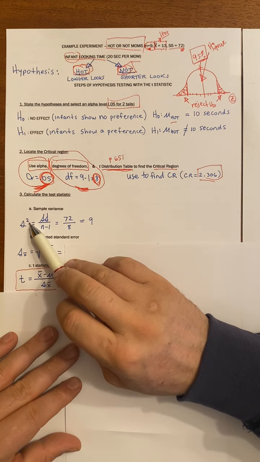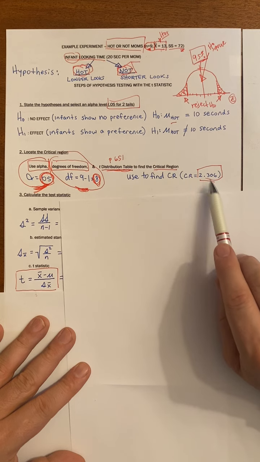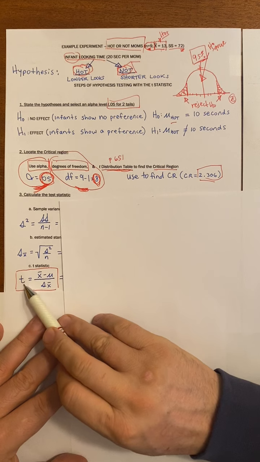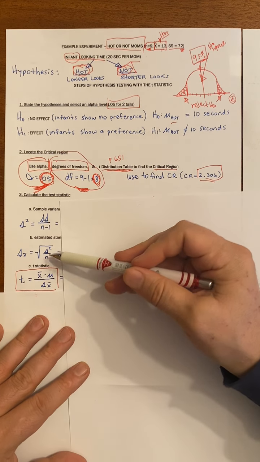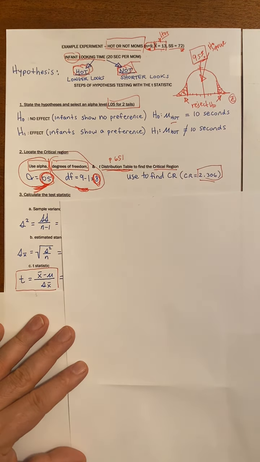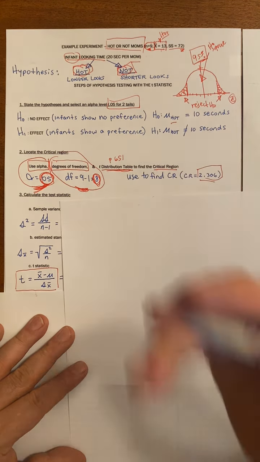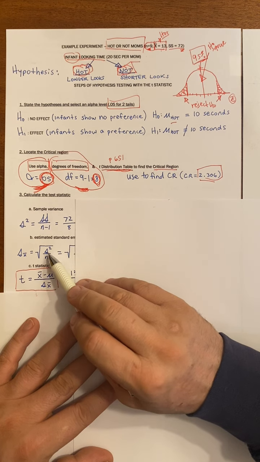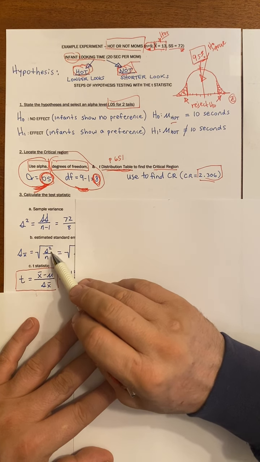Now just think, the whole logic of this is my goal is to calculate this equation for t so I can compare this t to that critical value and help me with my step 4, my decision. But in order to get that t, I've got to get these other values first. Right now, I really want to get this estimated standard error, but I can't because I don't know what my sample variance is, so I'm going to have to calculate sample variance first.